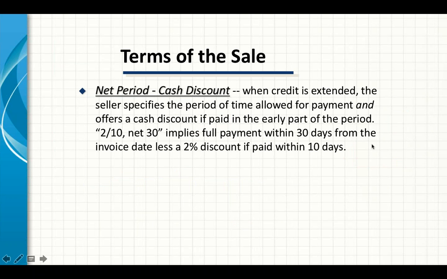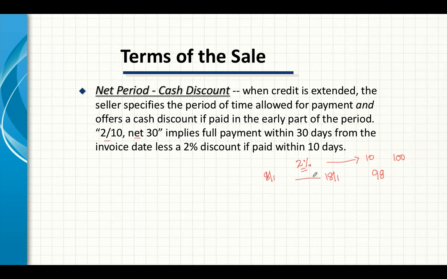Net period with cash discount. In that case, you will have a prefix to the net period. Say for example, here 2 of 10 net 30, which means 2% discount will be given if you clear the bill within 10 days from the invoice date. Listen carefully. You purchased on say 8th of January, and before 18th if you pay this amount, any invoice amount, you'll have to pay only $98 for every $100.